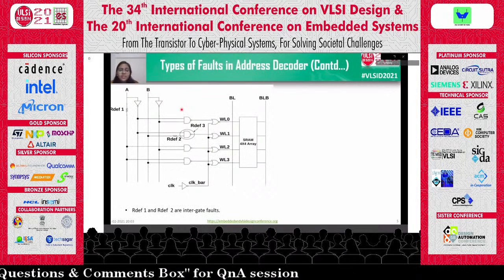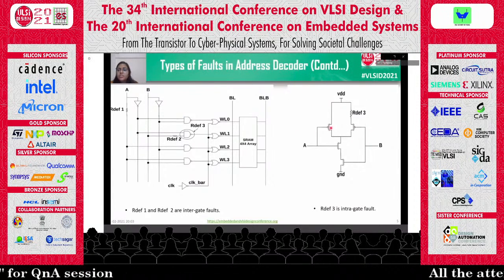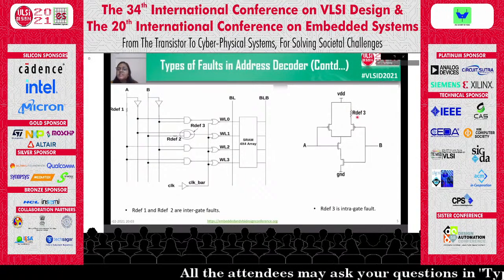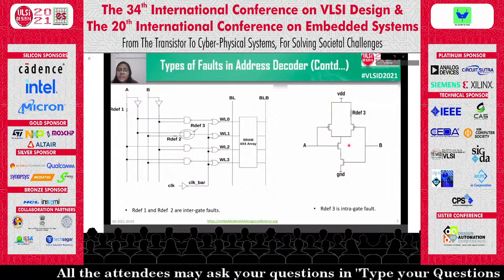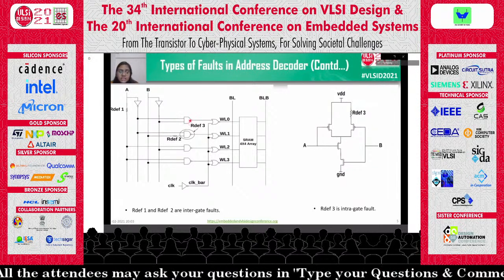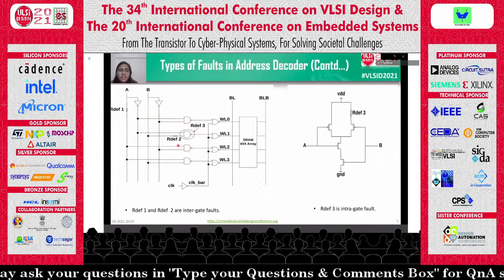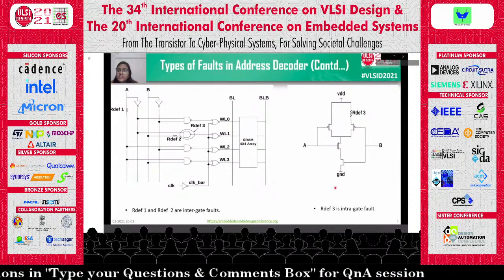So this is intergate faults and this is intragate faults. If we consider this particular diagram, suppose this is any gate, like an AND gate, NAND gate, or any gate. Here RDF3 is inserted inside the gate. And this one is not inserted inside the gate, it is only here and here. So we call this intergate faults, and this intragate faults.